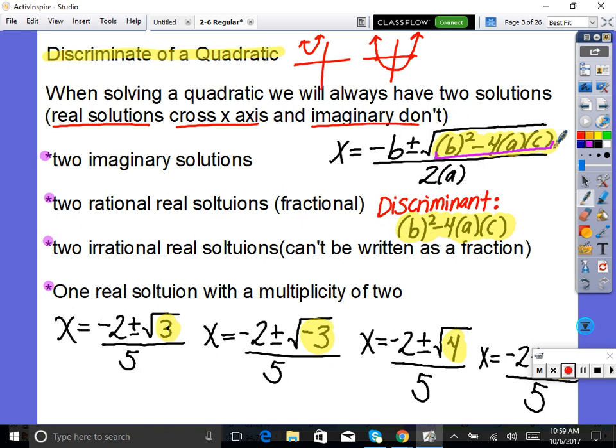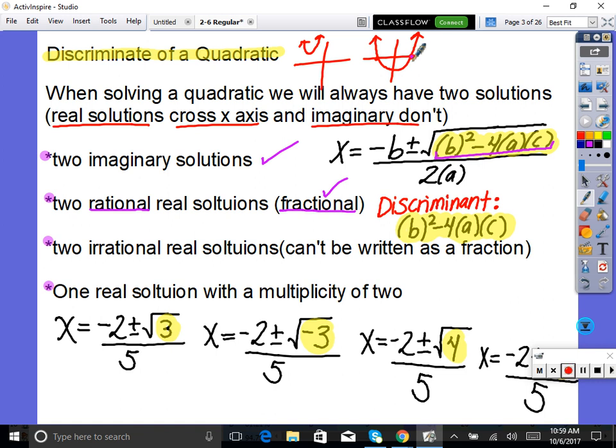Okay, so why this is important, think about it. So the discriminant, I like to say, helps us discriminate against what kind of solutions we're going to have. Now, discriminate means like make assumptions, right? So based on what's under the square root, we know what kind of solutions we're going to have. So this is the kind of solutions you can get when solving a quadratic. 2 imaginary solutions. We see that happen all the time, don't we? Now, can't we get 2 rational real solutions?